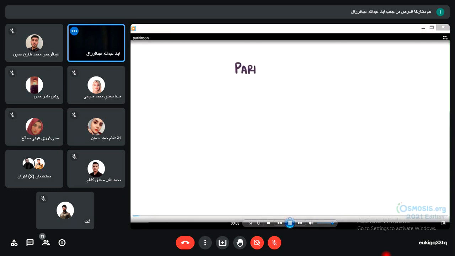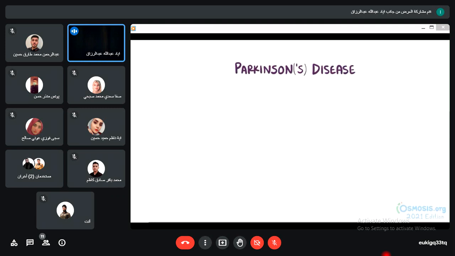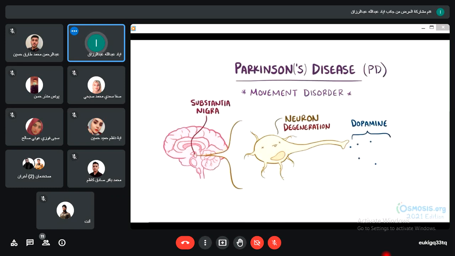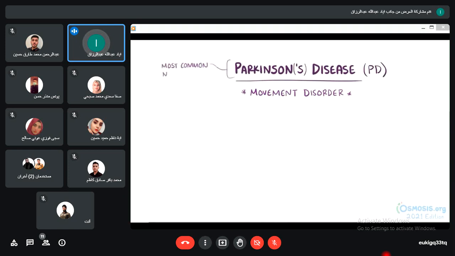Parkinson's disease, sometimes called Parkinson's or PD, is a movement disorder where the dopamine-producing neurons in the substantia nigra of the brain undergo degeneration. Parkinson's is one of the most common neurological disorders. It's a progressive, adult-onset disease, and it gets more common with age.